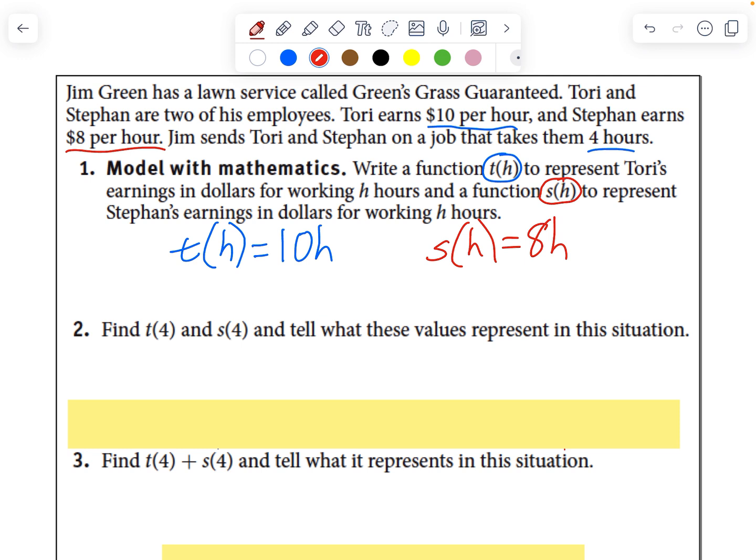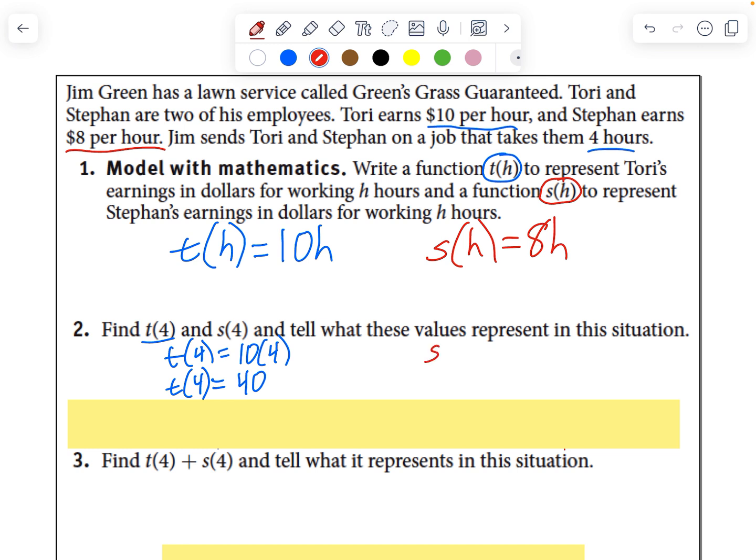The challenge today is getting used to all these different variables, what they stand for, and keeping track of the variables. Okay. So if we take t of 4, remember what this says. This says go to the function called t and plug in 4 for the input. So t of 4 just equals 10 times 4, which is 40. All right. So again, the computation is not hard there. It's just keeping track of the variables and understanding what those numbers mean. We'll describe that in a second.